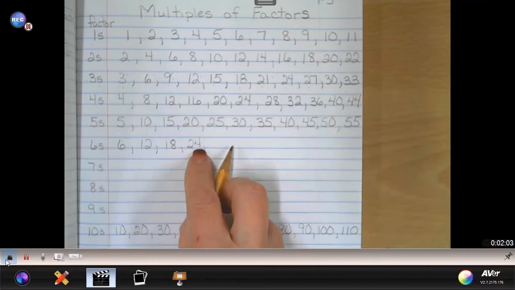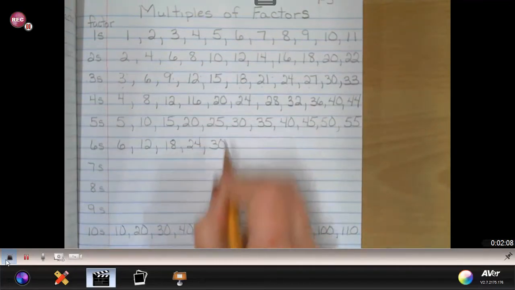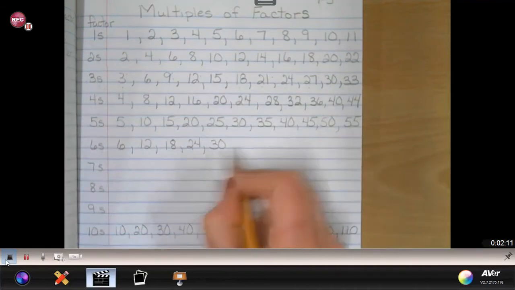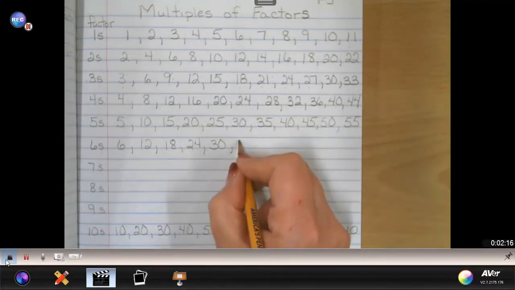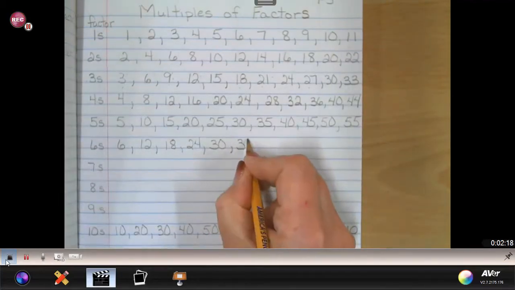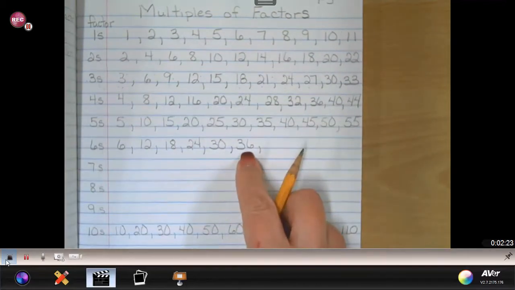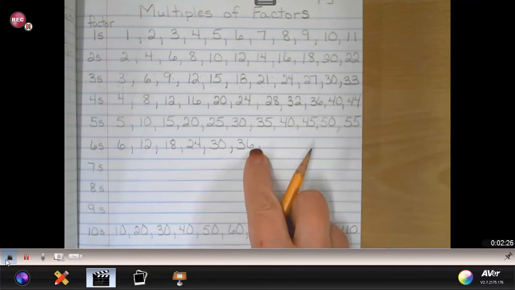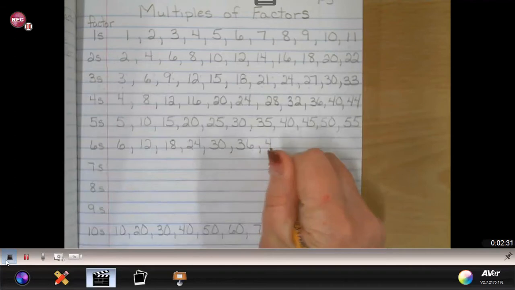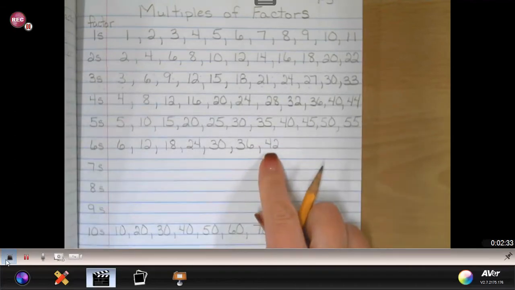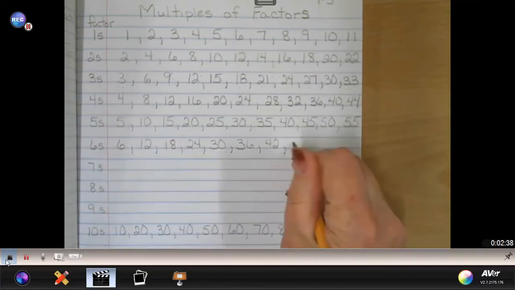Add another group of 6. 6 and 4 makes a 10, so we know that this is 30. So 5 groups of 6 is 30. Add another group of 6. This is probably one of my favorite multiplication facts, or my favorite multiples. 30 plus 6 is 36. 36, add 6 more. So if you add 6 and 6, that's 12. You know you're carrying and regrouping a 10. So 7 groups of 6 is 42. Add 6 to 2. That's going to be 48.